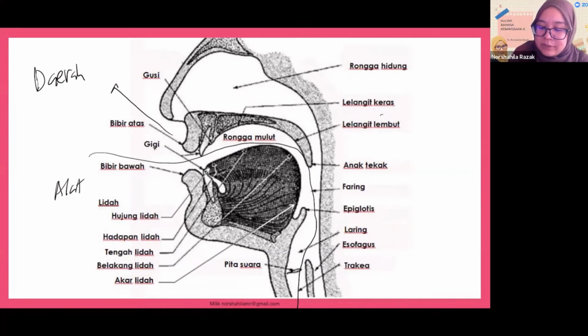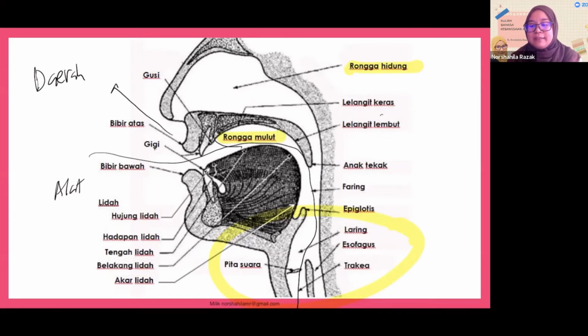Kemudian kita ada rongga mulut. Saya highlight jap. Kita rongga mulut, kita ada rongga hidung sini dan juga kita ada rongga tekak kat sini. Okay, kalau salah satu tak ada, so bahayalah.